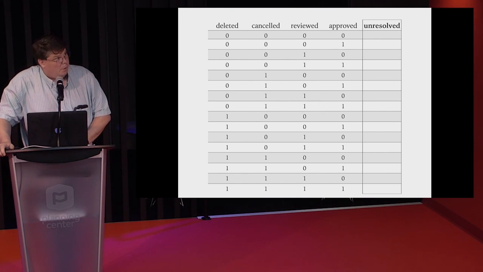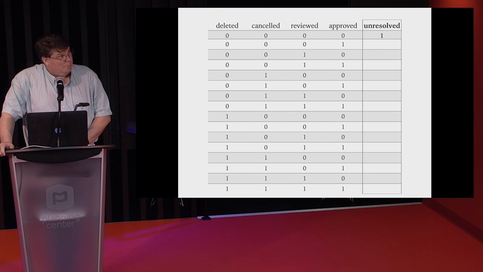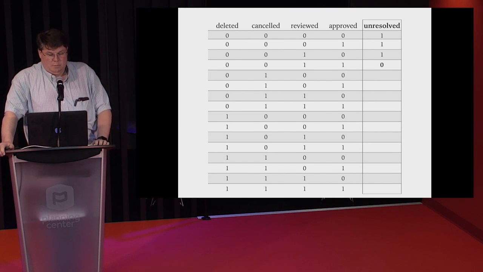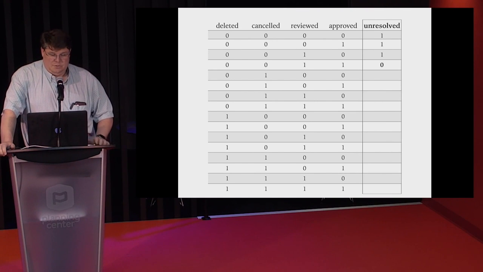So let's look at that first row. None of the things are true. That means it's not reviewed and it's not approved, so it's unresolved. And the next one, same thing. It's not both reviewed and approved, so that means it's unresolved. And the next one, same deal. And then finally, it's both reviewed and approved, so that means it obviously has been resolved. So we give it our first 0.